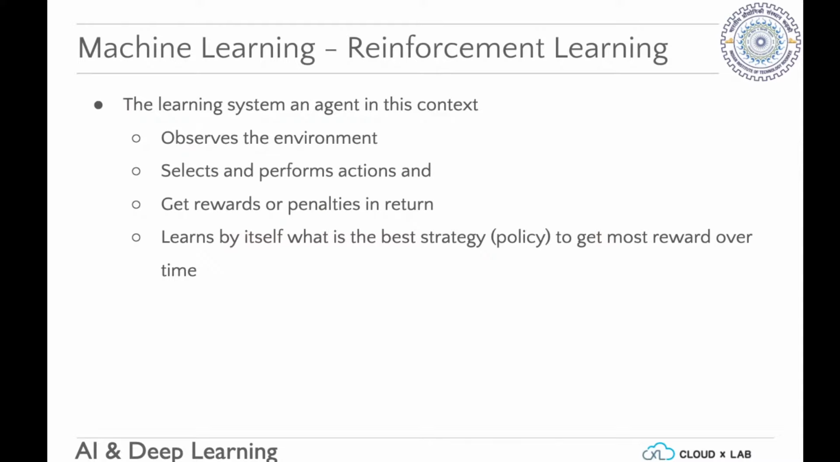So machine learning, reinforcement learning, what it does is that it observes the environment, it selects and performs a set of actions. Then it looks at whether it's being rewarded or whether it gets penalties, and then it iterates over the best strategy to get the most rewards over time. So it keeps trying this. So that's an example of reinforcement learning.